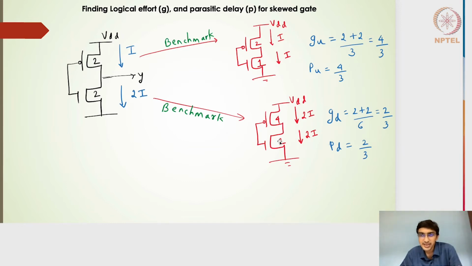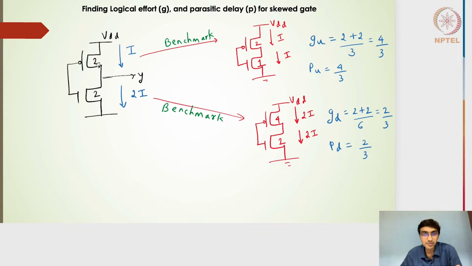So if I make this 2 here so that I get the falling current as 2i, matching this gate's NMOS transistor size of 2, my PMOS size of the benchmark inverter will be twice that of the NMOS transistor. So it should be 4 here. I will now have the benchmark inverter of 4:2.